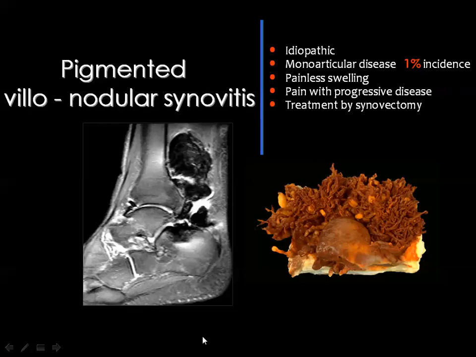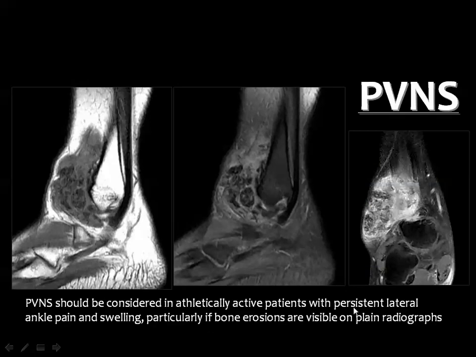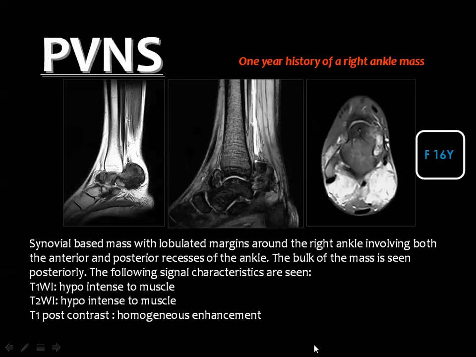And in this image, you can see big low signal masses in the T1 weighted image in the back of the ankle joint and some smaller lesions in the anterior aspect of the joint. And here you can see low signal lesions in the anterior aspect of the ankle in both T1 and T2 weighted images. If you inject the contrast material, the lesion will enhance.